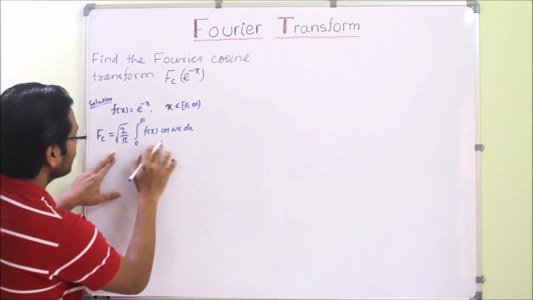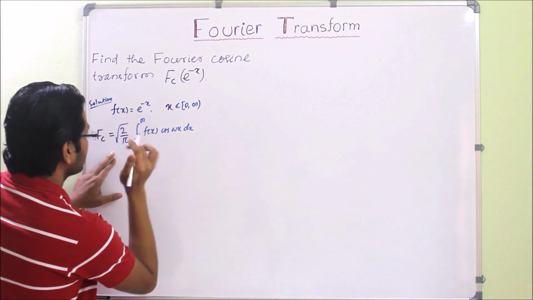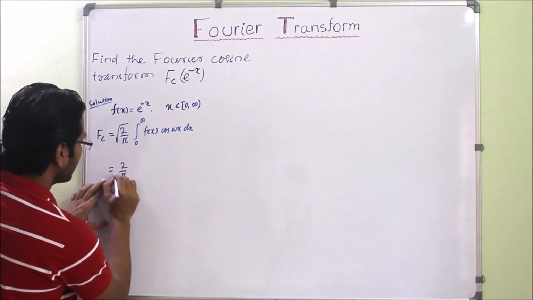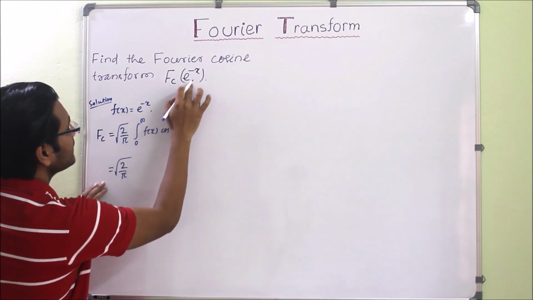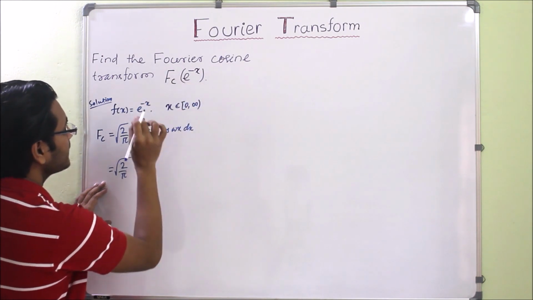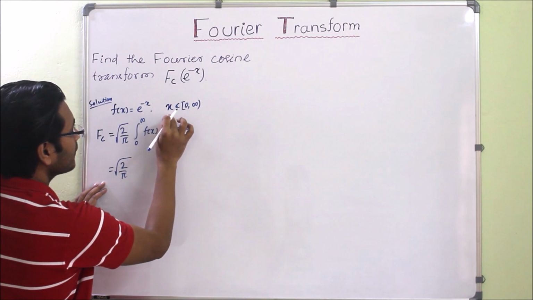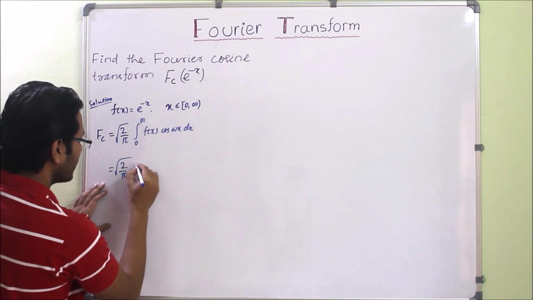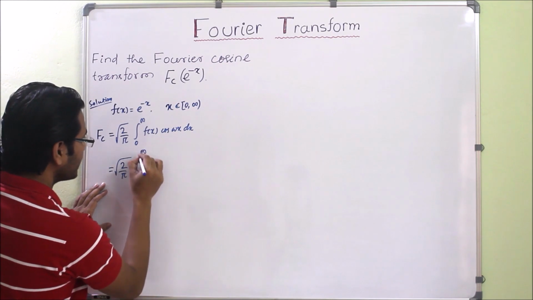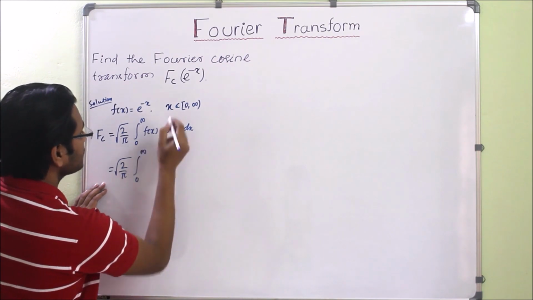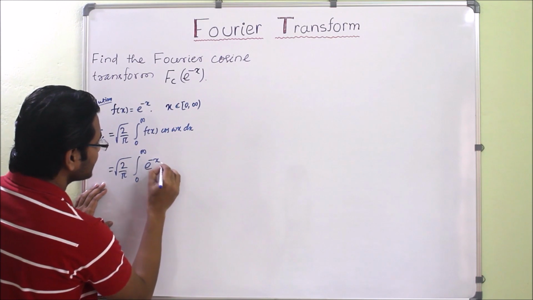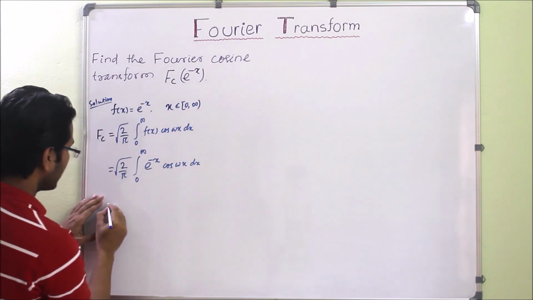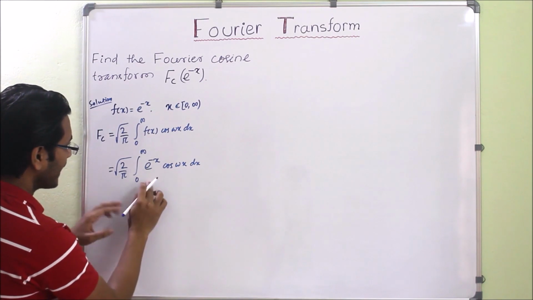Now we have to replace the function f of x. As I told, f of x is e to the power minus x and it is defined over the positive real line, 0 to infinity, so we will write 0 to infinity. In place of f of x, we write e to the power minus x cos wx dx.